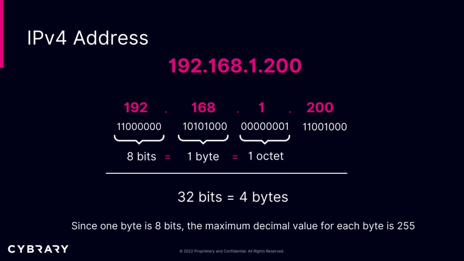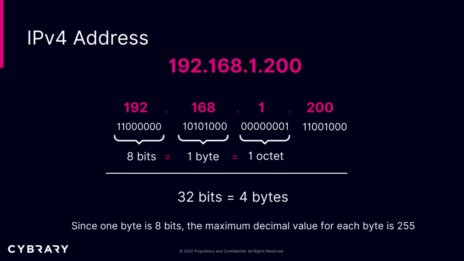Since 1 byte is 8 bits, the maximum decimal value for each byte is 255. What that means is if you take one of those octets, you'll see that it has ones and zeros in the binary format. And as you start adding all those ones, if an octet was all ones, it will be a value of 255. So that's what our IPv4 addressing scheme is built on.